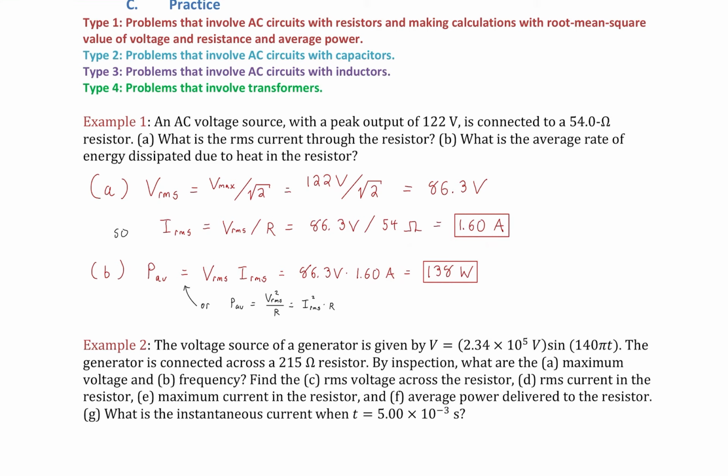Okay, not our maximum power, right? And not our minimum power, because the minimum power is going to be 0, because all these signals are sinusoidal, they pass through 0. There's a point where there's no power, right? But this is the average power.